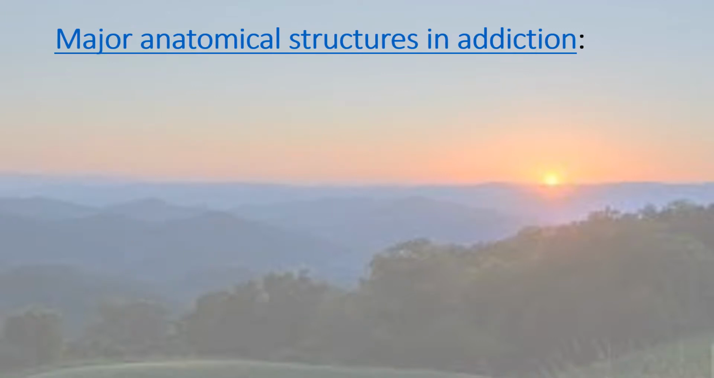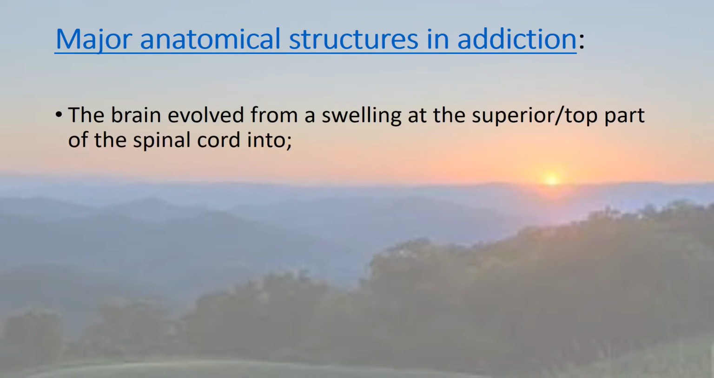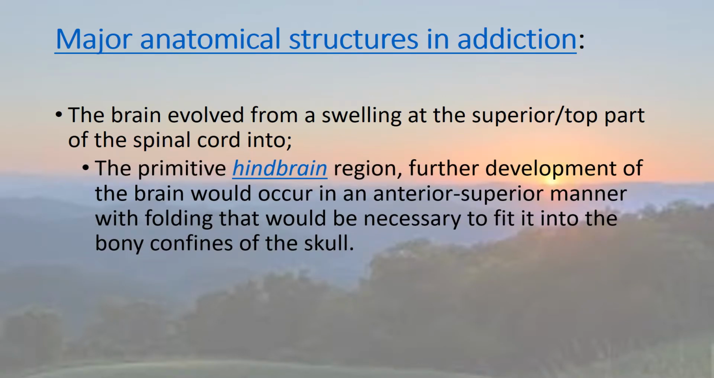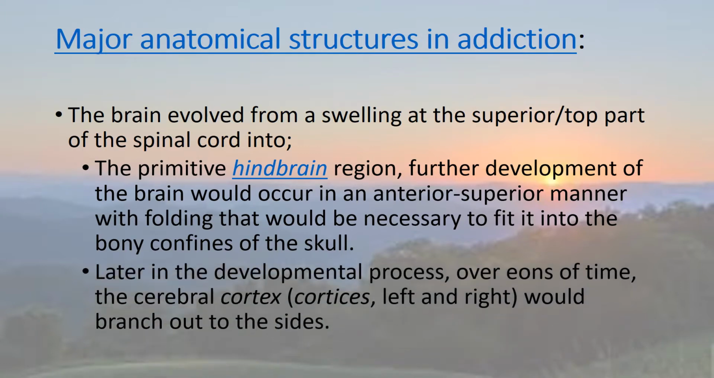The brain evolved, as I mentioned, from a swelling at the superior top part of the spinal cord into the primitive hindbrain region. With further development, the brain would grow in the anterior-superior manner that I described earlier. Folding would become necessary to fit it within the bony confines of the skull. Later in the developmental process, evolutionary, over eons of time, the cerebral cortex, or cortices left and right, would branch out to the sides.